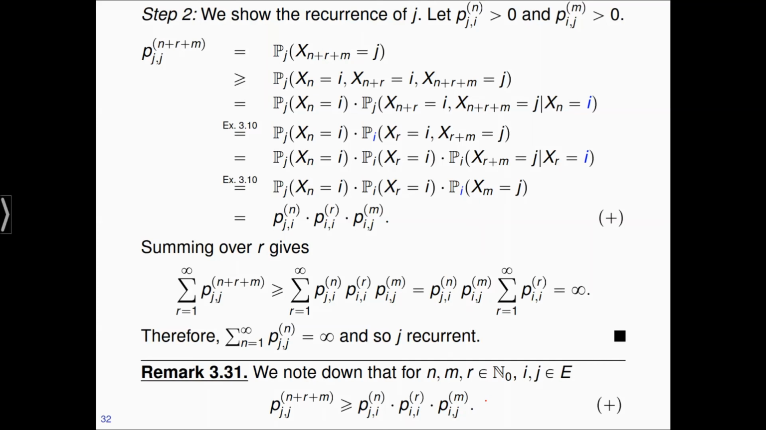And I would like to mention also that we do not need any extra conditions for this plus here. Formally we had these positivity conditions here, but in the derivation of this inequality we did not use them. Actually we did use them at some places, but if one of these positivity conditions is false, then the right-hand side is 0, and then the inequality also holds. So this inequality here holds for all times n, m, r and all states i, j.